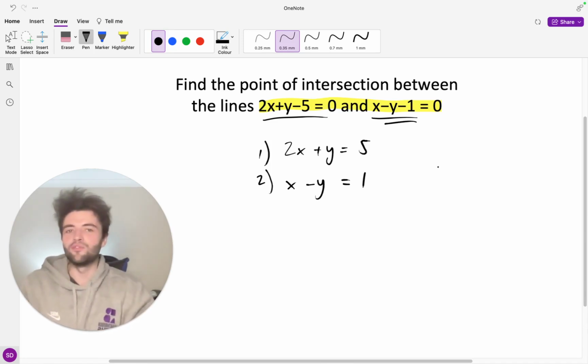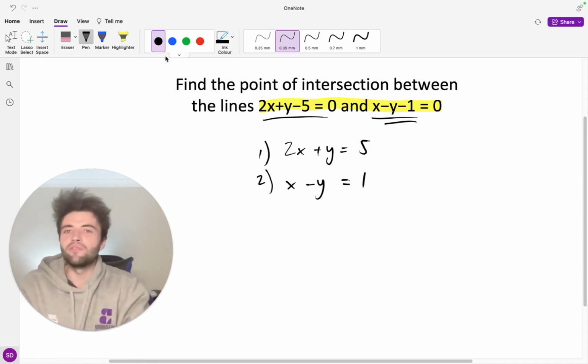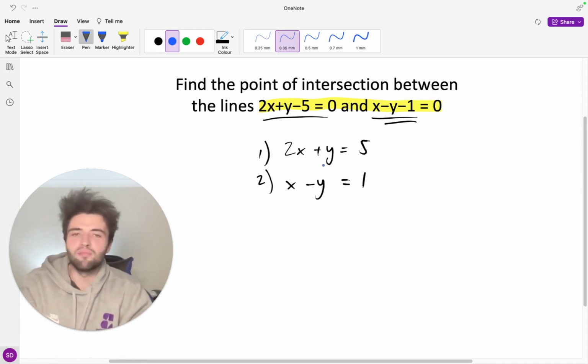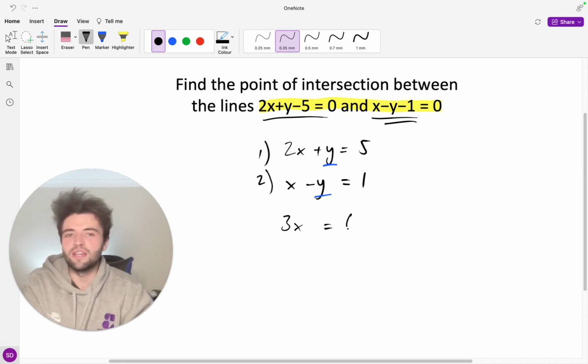And this is a very easy form we could have gotten them in, probably the easiest possible form, because you can see here we've already got in our first equation plus y, and in our second equation minus y. And so we can basically just add these two equations together now. So we get 2x plus x is 3x, and then our y's cancel out and we get 5 plus 1 is equal to 6 on the right hand side. And so just dividing across by 3 now, we get that x is going to be equal to 6 over 3, which is going to be 2.